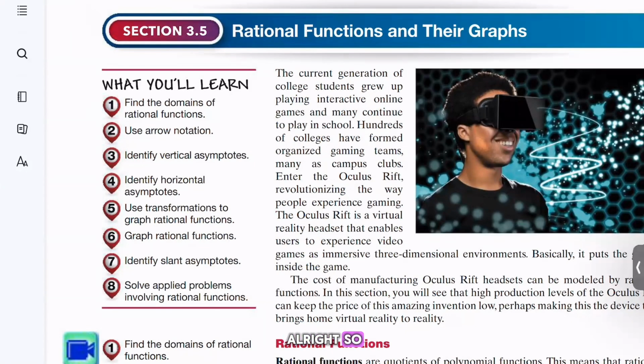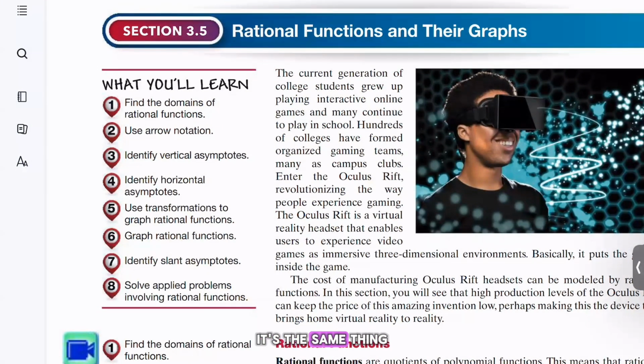All right, so the section has the domain of rational functions, arrow notation that is specifically for calculus. Vertical asymptotes just means that there is a place where the graph does not cross. Horizontal asymptotes are not that important. It kind of becomes important in calculus, but it's not that detrimental here.